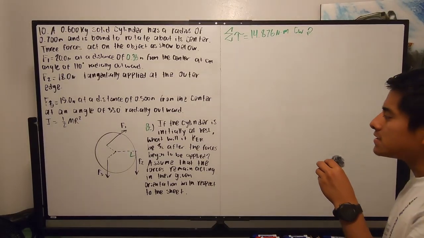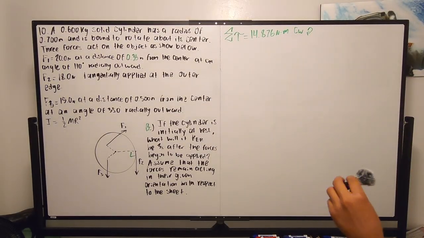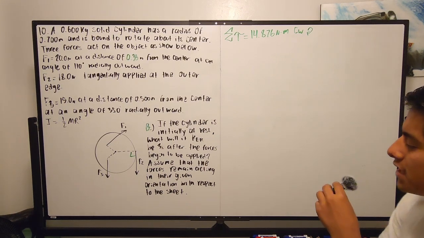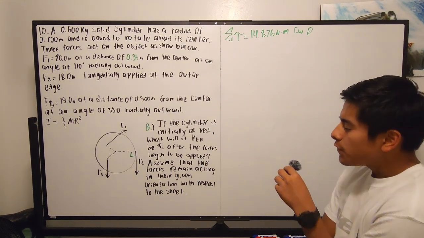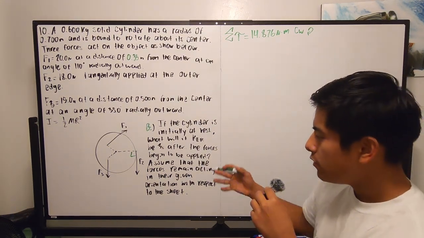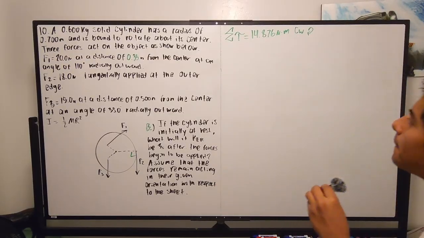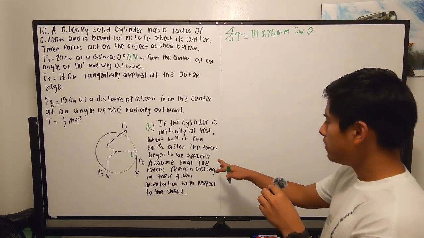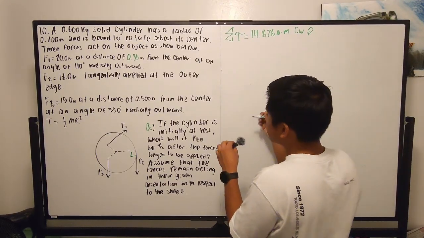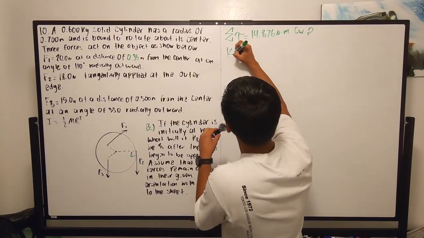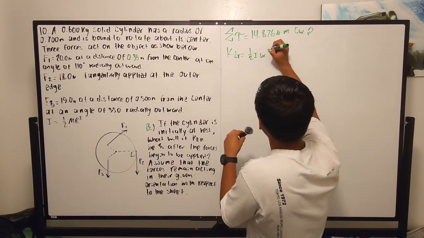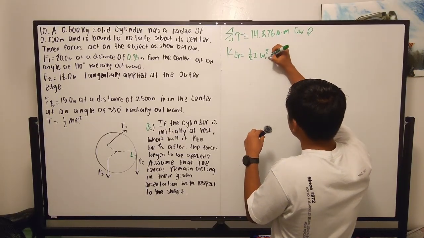Okay, so now part B says that if the cylinder is initially at rest, what will its rotational kinetic energy be 3 seconds after the forces begin to be applied? Assume that the forces remain acting in their given orientation with respect to the sheet. So these forces are always going to be acting at these angles and at those radiuses. First let me write out the rotational kinetic energy formula, which is going to be 1/2 I omega squared, specifically omega final squared.